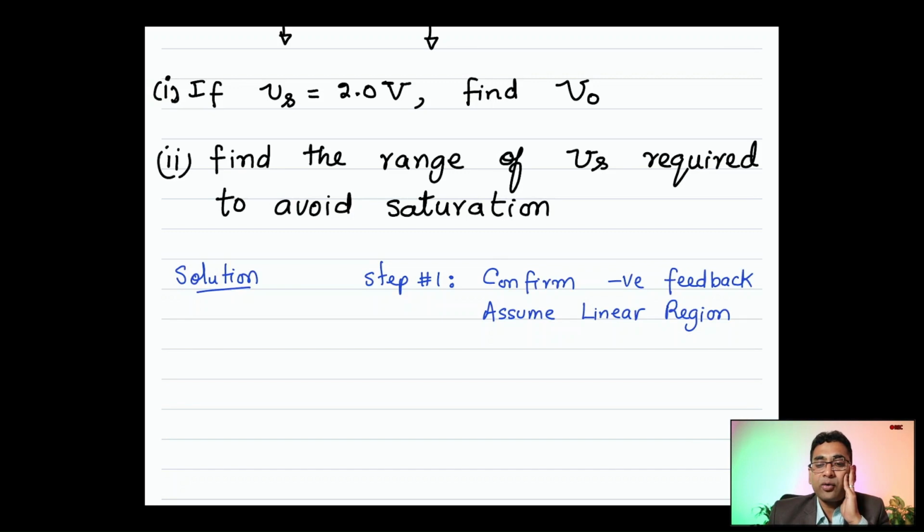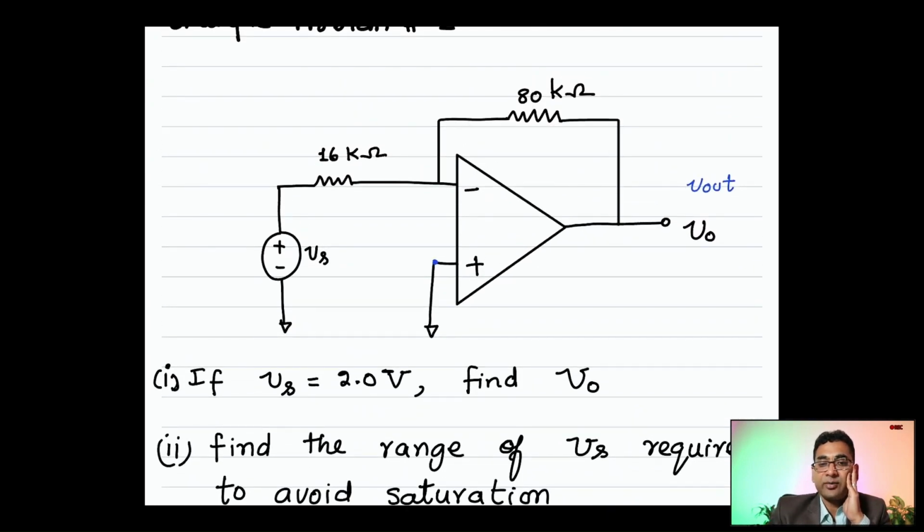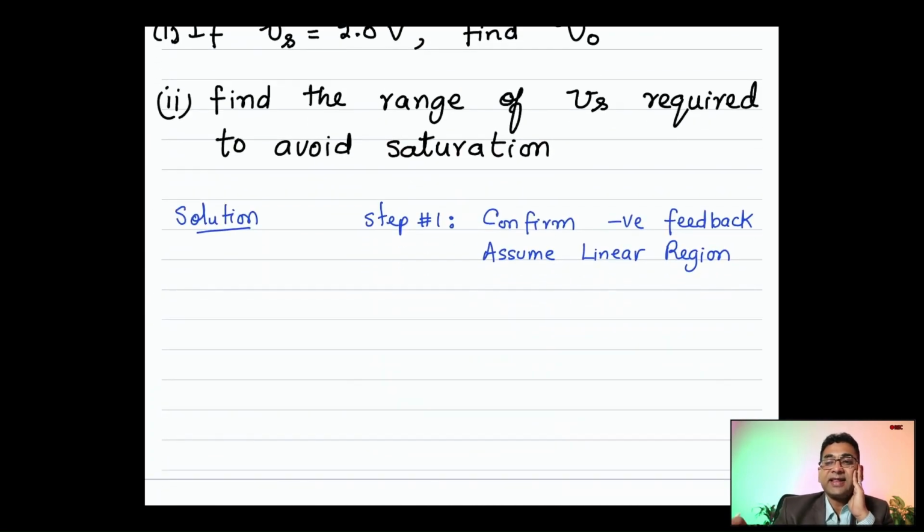But let's see, how do you confirm there is a negative feedback? Well, take a look. The output is tied back into the negative terminal of the input of the OpAmp, right? So there is a negative feedback. That is how we define negative feedback, right? The output is fed back into the negative terminal of the OpAmp. That's negative feedback. So yes, there is negative feedback present, so we can assume linear region.